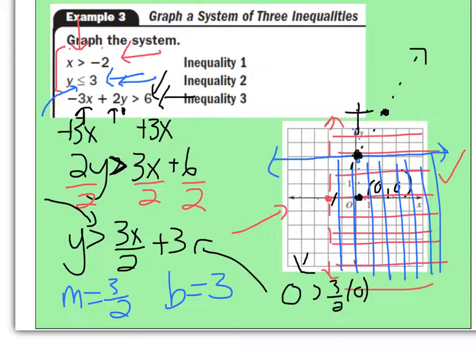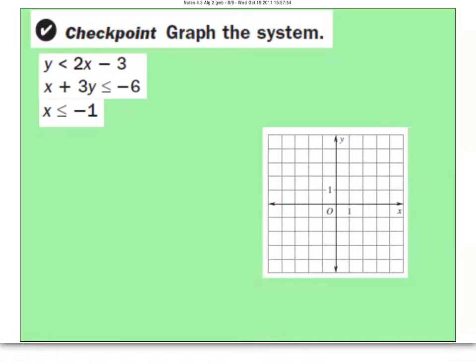So if we just put 0, 0 back into this particular equation, we'd have 0 is greater than 3/2 times 0 plus 3. Simplifies to 0 is greater than 3. 0 is not greater than 3, so I have to shade upward from the black line. But then I'm being bound by these other two. So this right here is the shaded region. That is the answer. Any ordered pair in that triangular region will work in all 3 of these inequalities to make them true statements. If you want another one for practice, let's do this last one.